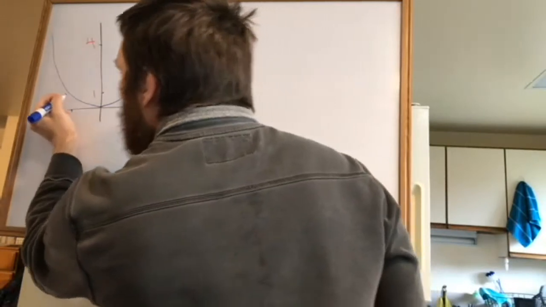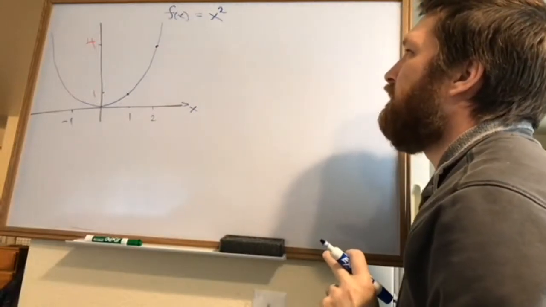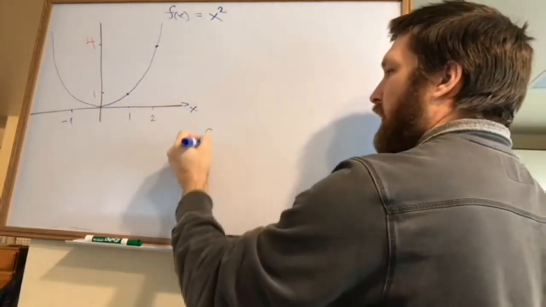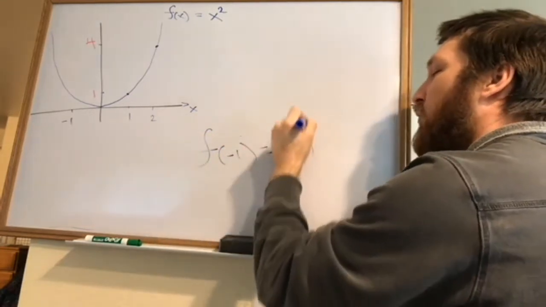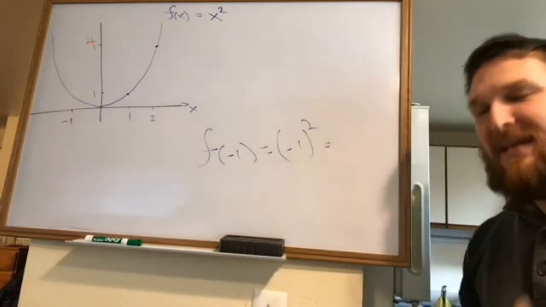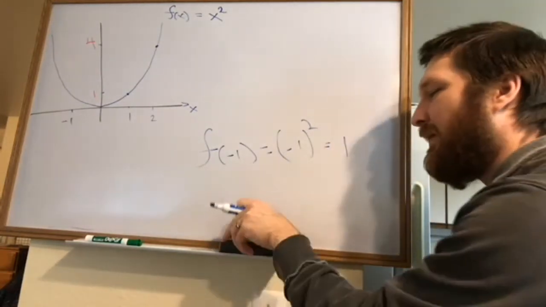What happens when I plug in a -1? What do I get out when I plug in a -1? A 1. Sorry. Right. F of -1 is -1 squared, and a negative times a negative is a positive. And so we end up with a +1.